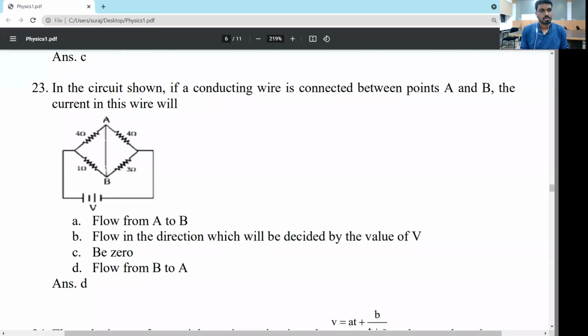Sorry students, the video got disconnected. In the circuit shown, the connecting wire is connected between the points A and B. The current in the wire will flow from B to A. See here, this is 4 ohm, so potential at A will be lower. Here it is 1 ohm, so potential at B will be higher. So it will flow from B to A. Current will flow from higher potential to lower potential. Next.